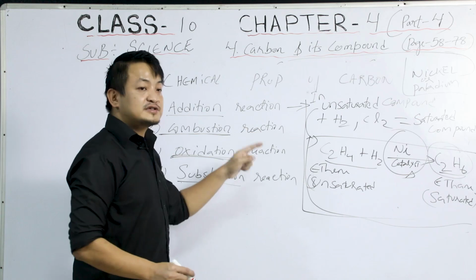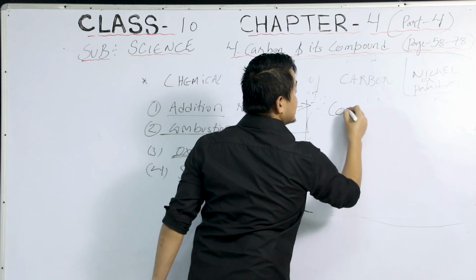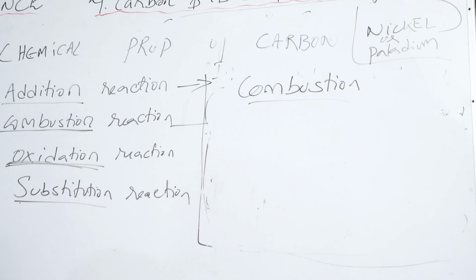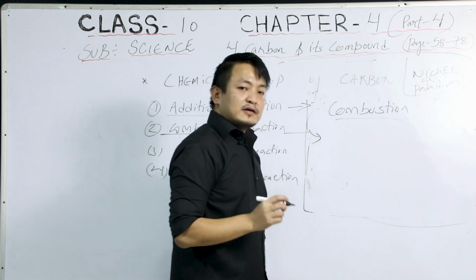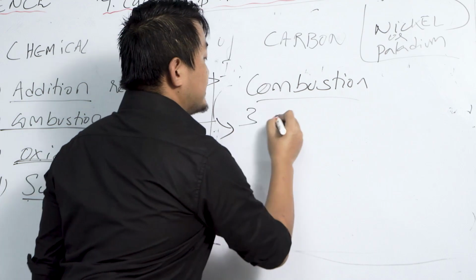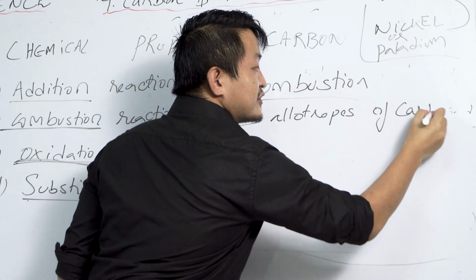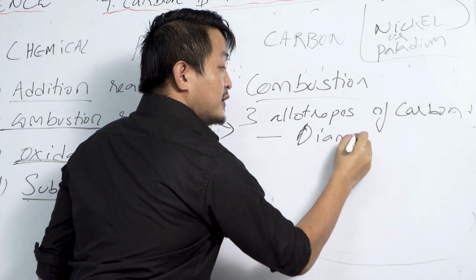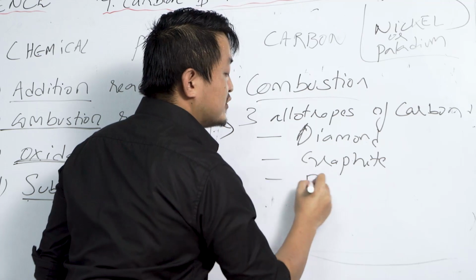Now let's discuss combustion reaction. Students, this is the second type of chemical property, that is combustion reaction. Combustion is to do with burning, right? So carbon in all its allotropic forms, we have 3 allotropes of carbon as mentioned in your textbook. What are they? They are diamond, graphite, and fullerene.